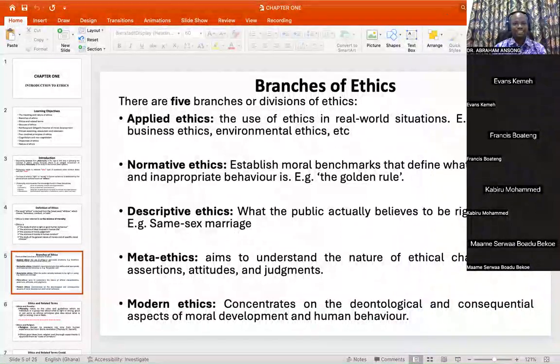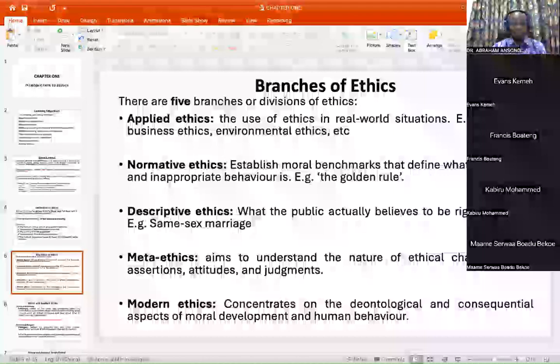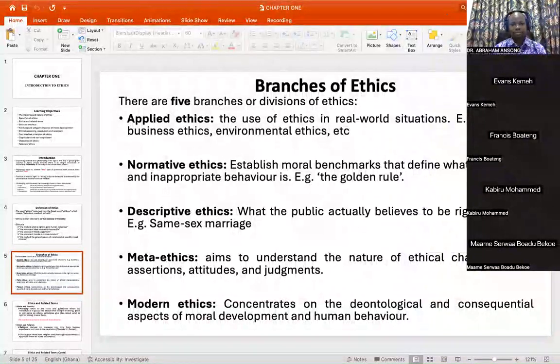Okay, so you may pass a law like that. Under meta-ethics, somebody will also come and question whether it would be appropriate to kill or abuse people that are gay. Okay, so that falls within the domain of what is known as meta-ethics. Right. Then the last one I want to look at is what is known as modern ethics.